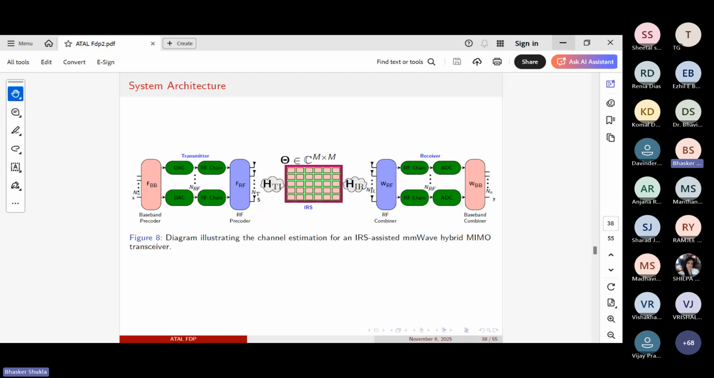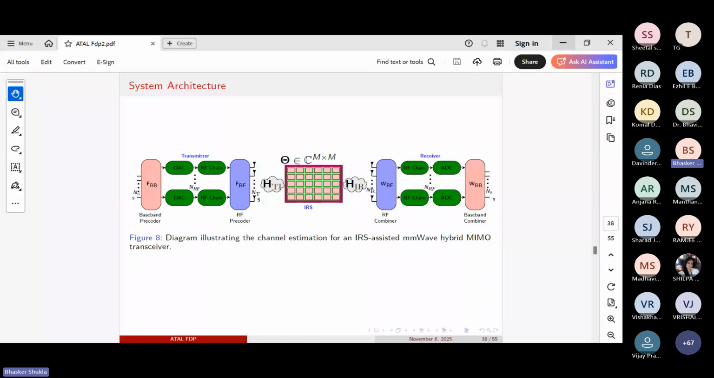Good question. In an analog RF precoder, if we use only an analog RF precoder, then there is only one RF chain for each antenna, and if we use only one RF chain, then we cannot achieve the multiplexing gain, only because there is only one RF chain that is connected to all the antennas.